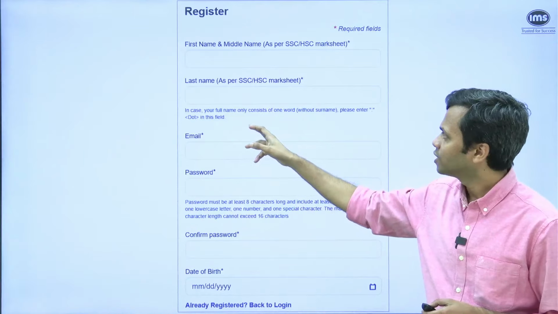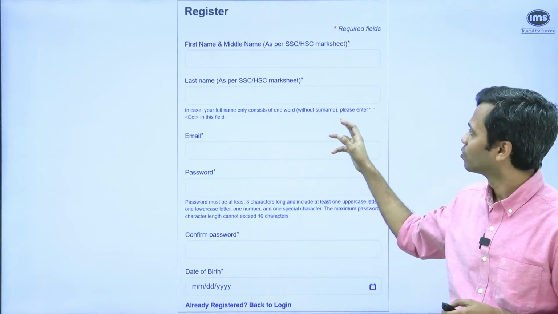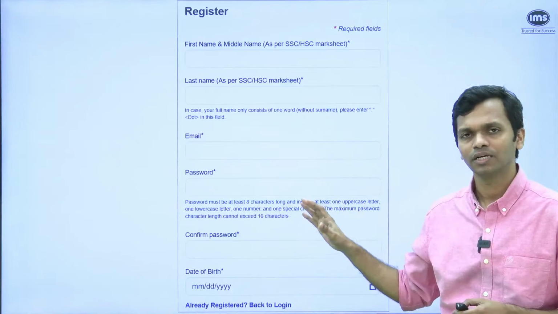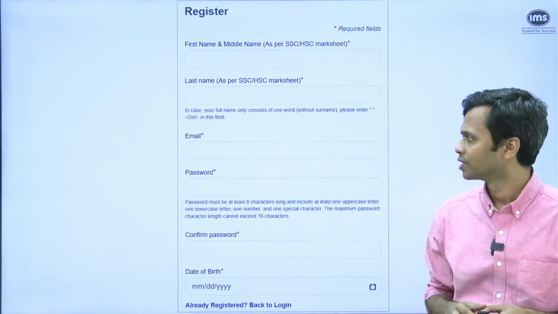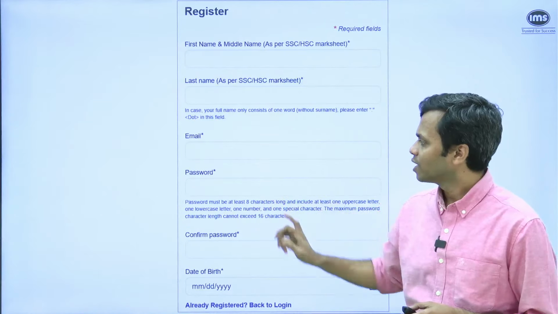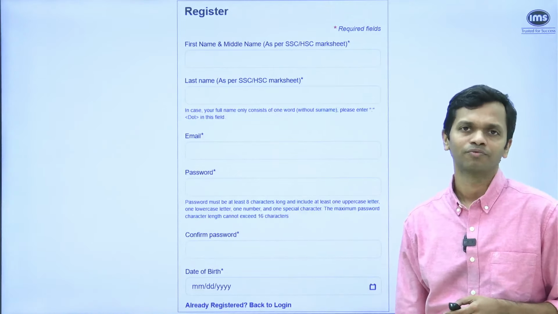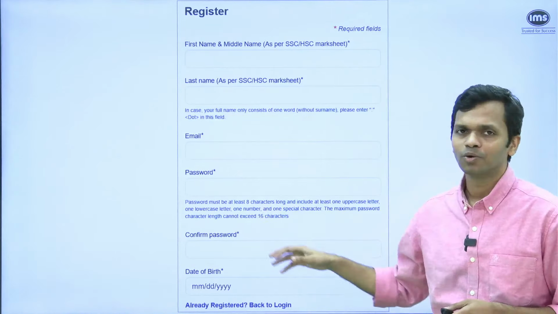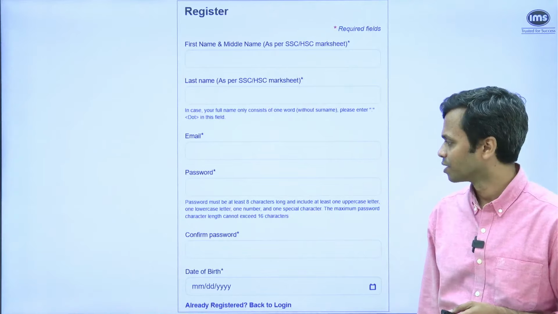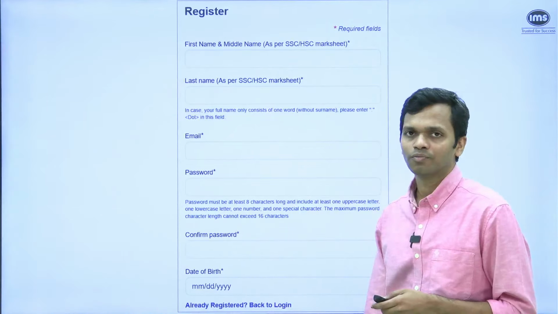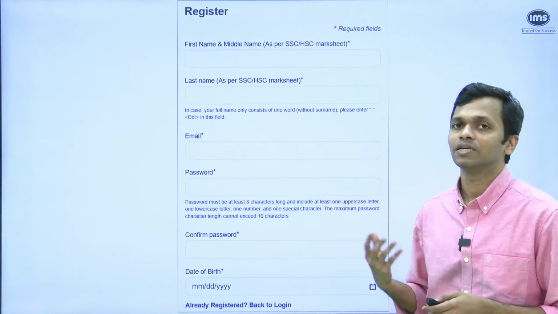Now they have mentioned that if your full name only consists of one word without surname, please enter a dot in this field. So they have explicitly mentioned that if you don't have a surname, you can enter it there. Then your email ID and password. Regarding password, there are some specifications. I hope by now you have filled multiple forms. You should be able to take care of this in a very simple manner. Then confirm password, put the same thing again and enter your date of birth. Once you're done, you have basically created your account.